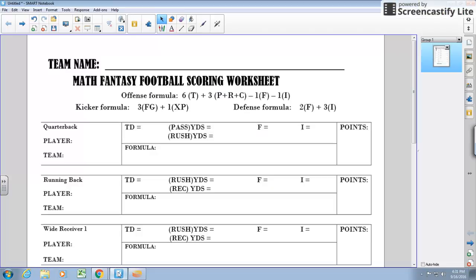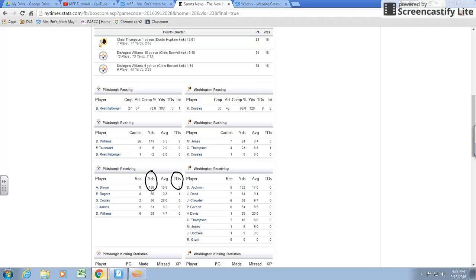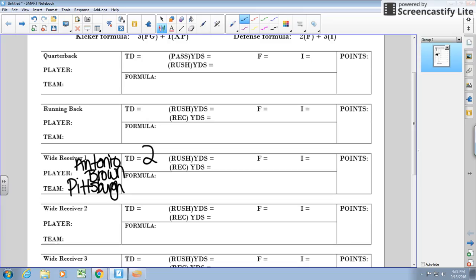So now I'm going to go back, and I'm going to use my scoring sheet, and I'm going to write Antonio Brown, Pittsburgh. Now, like I said, he had 2 touchdowns and he had 126 yards, and those were receiving yards. He had no rushing yards because we looked at that.